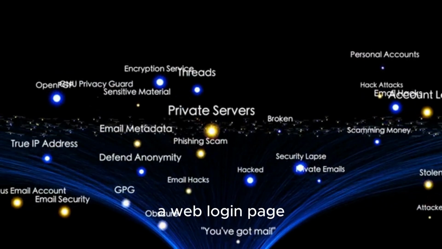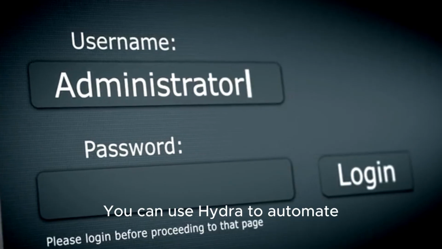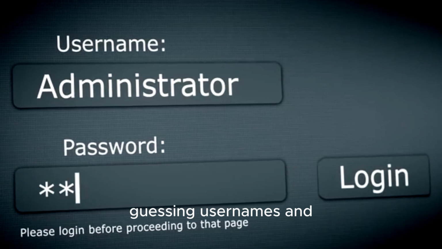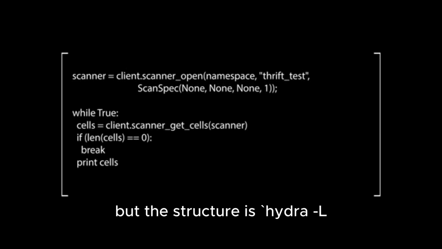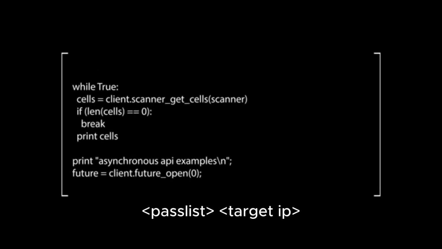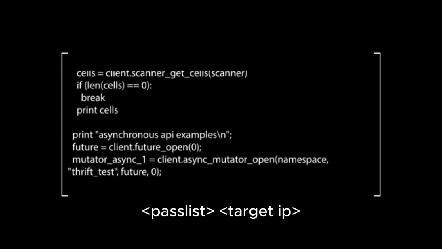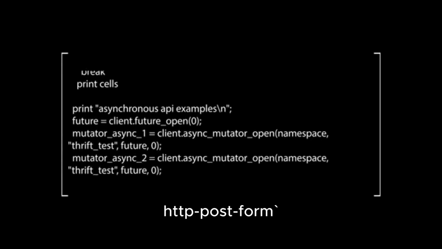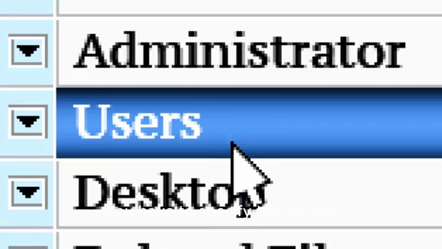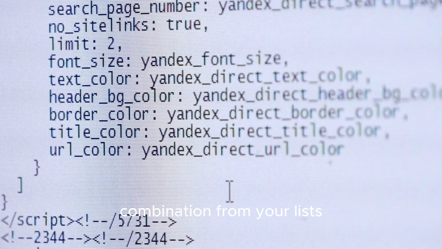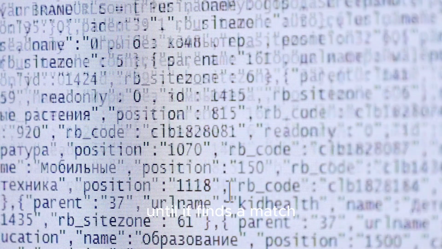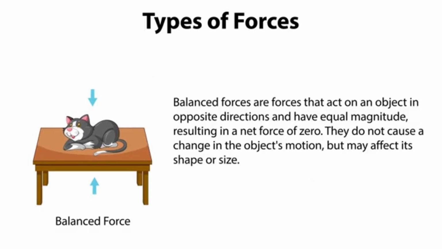Let's say you're testing a web login page. You can use Hydra to automate guessing usernames and passwords. The command is a bit longer, but the structure is: hydra -L userlist -P passlist target_IP http-post-form, followed by the details in single quotes. You have to specify the service, the login page, and the parameters. Hydra will then rapidly try every combination from your lists until it finds a match. This is why rate limiting on login pages is so important.